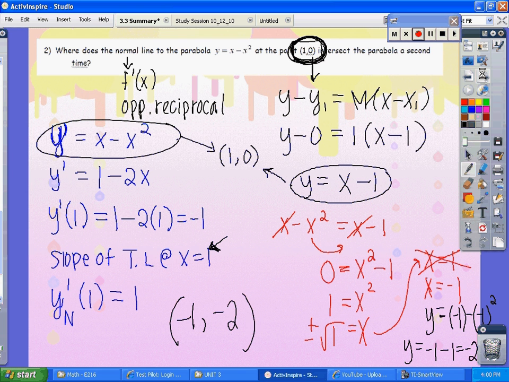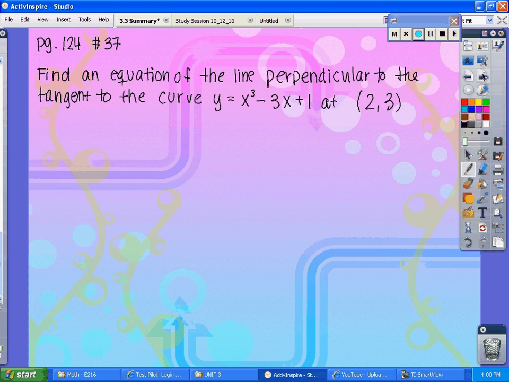The last question I'm going to deal with here: find an equation of the line perpendicular to the tangent to the curve at a point. This is really a review of the problem we just did, but more of a basic concept where you're not doing much more than just finding the line perpendicular. So to the tangent. Tangent means f prime of x. Perpendicular means opposite reciprocal. Equation of the line. I need two things. I need a slope and I need a point.